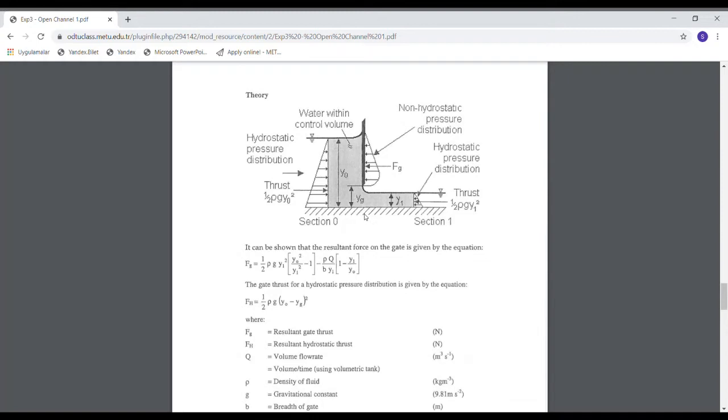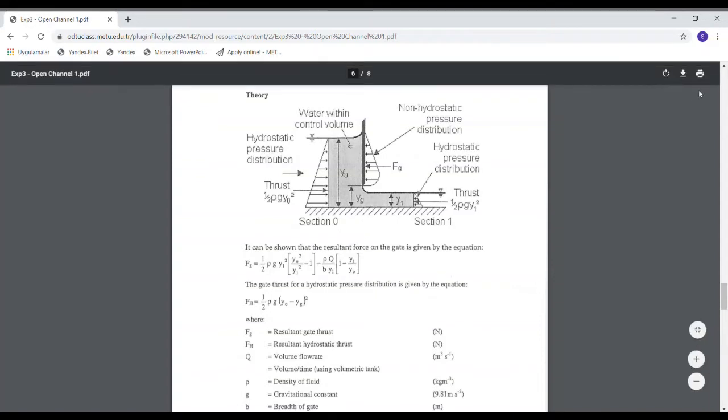Now I want to continue with the theory for the force on a sluice gate experiment. In your manual, you will see there is this image. If you look at this image, we have a hydrostatic pressure distribution here on the upstream. We have non-hydrostatic pressure and hydrostatic pressure distribution on the downstream.